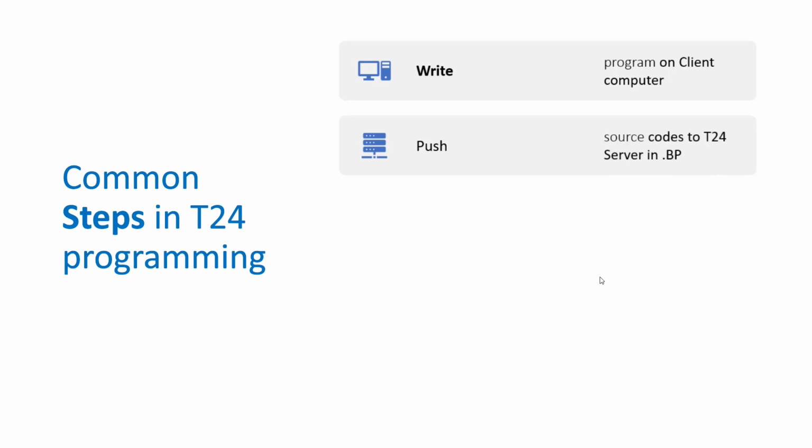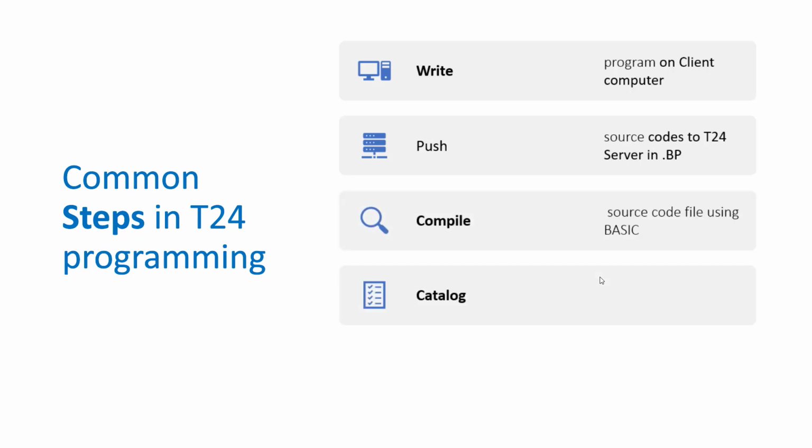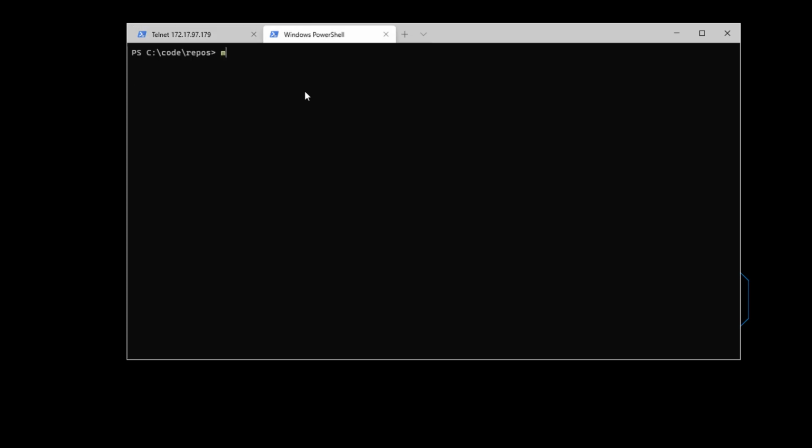These two steps can be combined, meaning you can write your programs on the server using Jade editor. Now, after saving our source code to the server, we need to compile our source code and then catalog, and finally we can run. Now, let's practice.